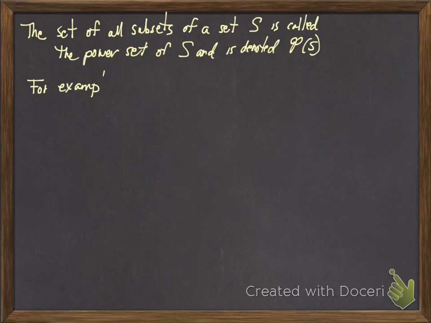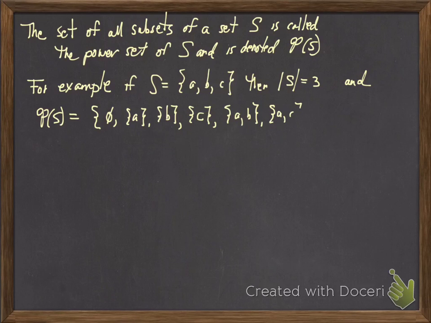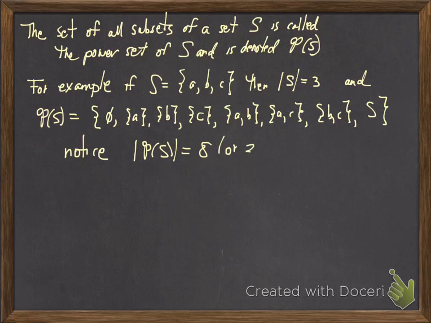So for example, if S is just the set containing a, b, and c, so a three-element set, right, the size of S is 3, then the power set would contain the empty set, the set containing a, the set containing b, the set containing c, the sets containing a, b, a, c, and b, c, and don't forget, the final subset of S is always the set itself. All right, so the size of the power set is 8, or 2 cubed. I wonder if there's a pattern there.